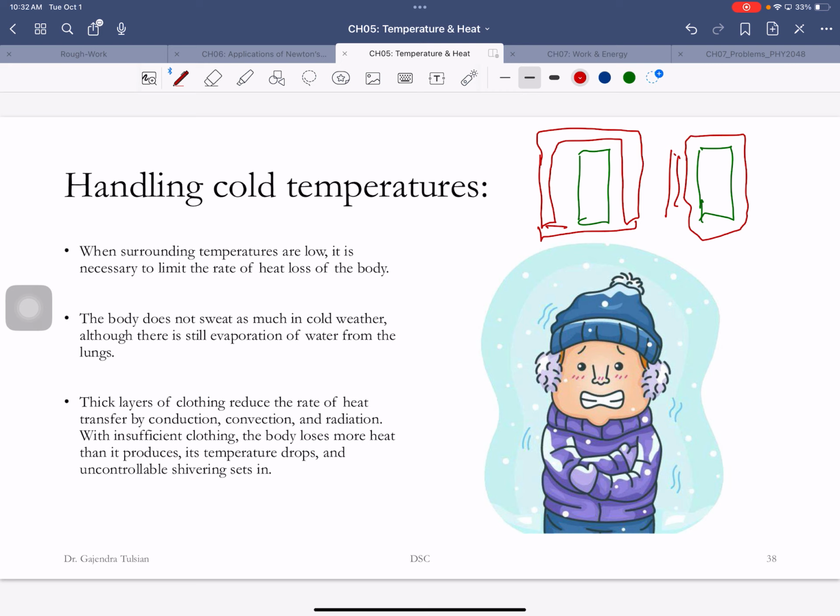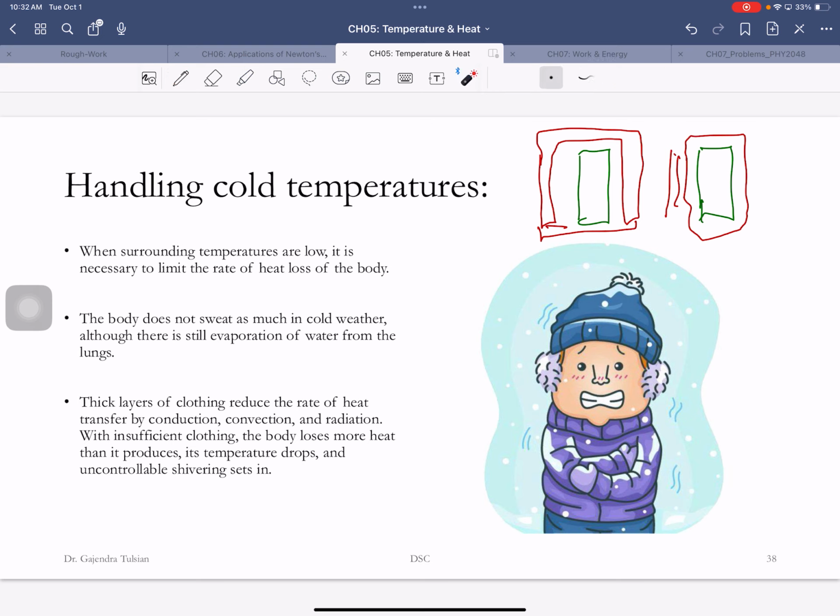So what you want to do is trap air between layers. That's why we wear layers. What you want is to minimize heat loss via convection. You want to trap air, and you don't want the air to move. That's why you have these multi-layered windows, and that's what that is about. So that's why we wear layers.